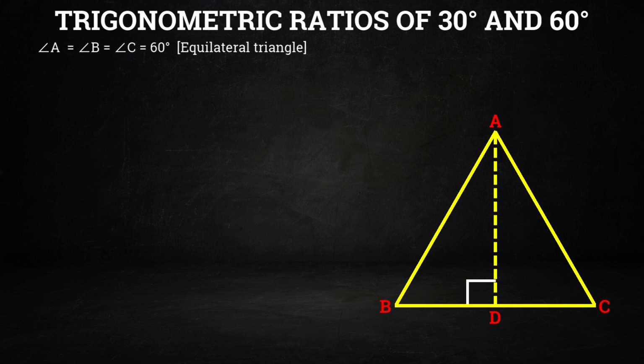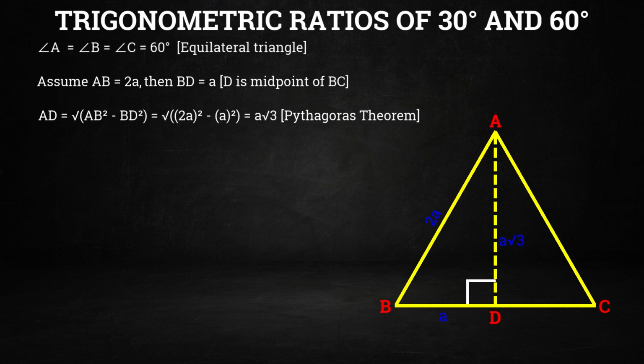Let us now work with triangle ABD. Assume AB, the original side of the equilateral triangle, is 2A. Since D is the midpoint, BD equal to A. Now, applying the Pythagoras theorem, we find the value of height AD as root 3A.